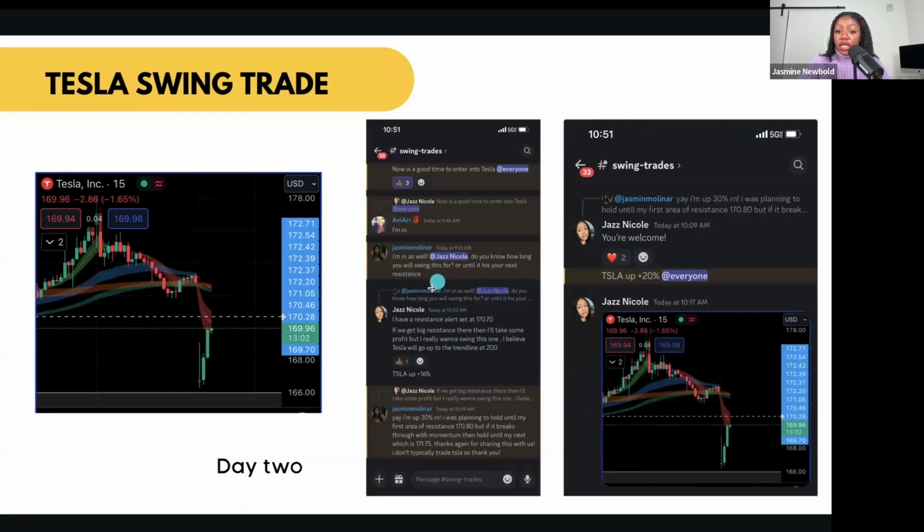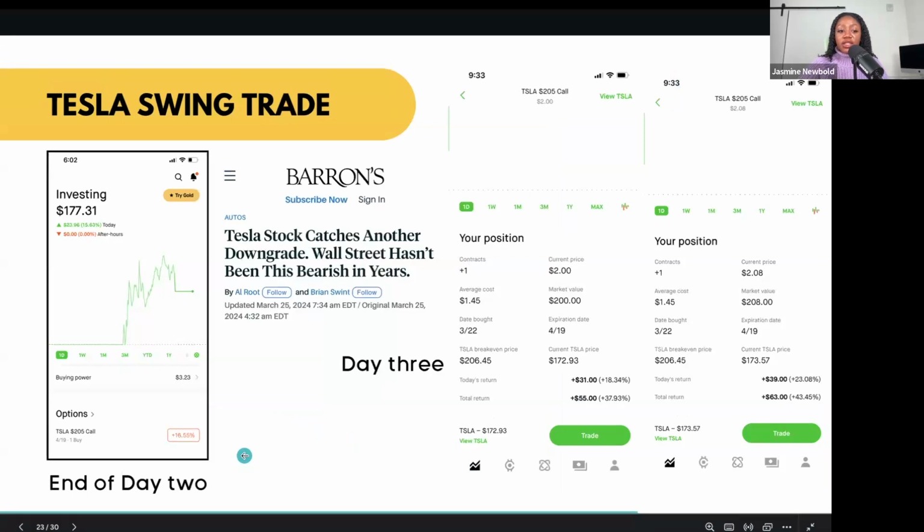Some of them saying that they're in. I'm letting them know where the resistance levels are. Someone in here is up 30%. So all these candles are green. I'm in a call. There's no reason for me to close out right now. I'm just letting it ride. Tesla's up 20% for me. Again, that's day 2. Held that for the rest of the day of day 2.